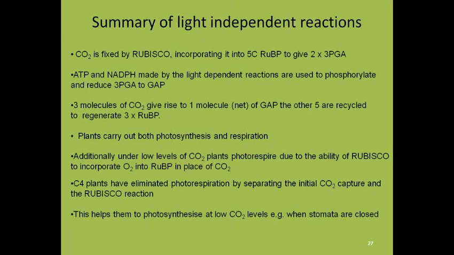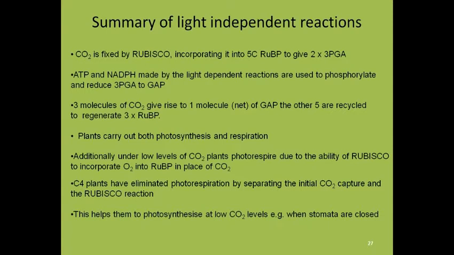So in summary, carbon dioxide is fixed by Rubisco, incorporating it into 5-carbon ribulose bisphosphate to give 2 molecules of 3-PGA. ATP and NADPH made by the light-dependent reactions are used to phosphorylate and reduce 3-PGA to GAP. 3 molecules of CO2 give rise to 1 molecule net of GAP. The other 5 are recycled to regenerate 3 molecules of ribulose bisphosphate.